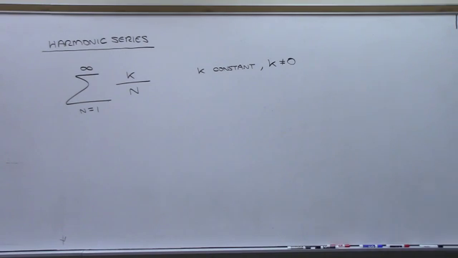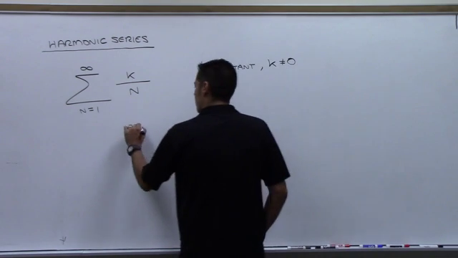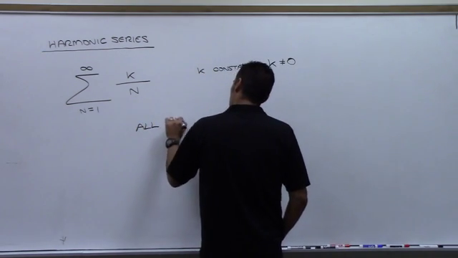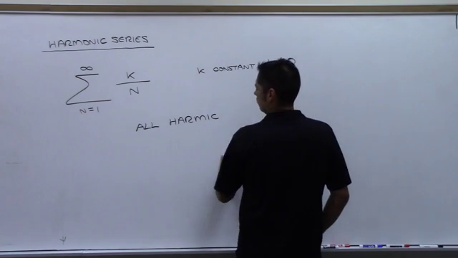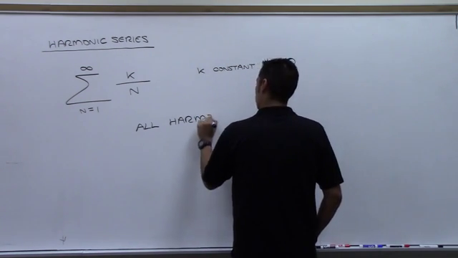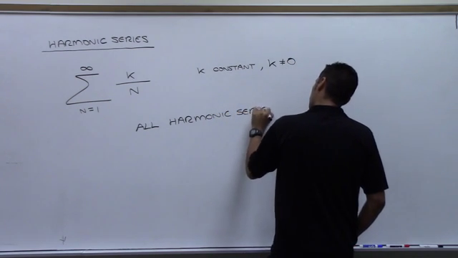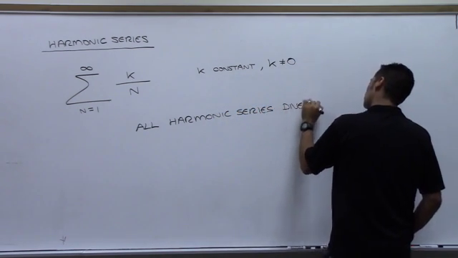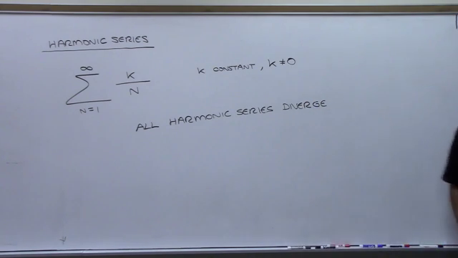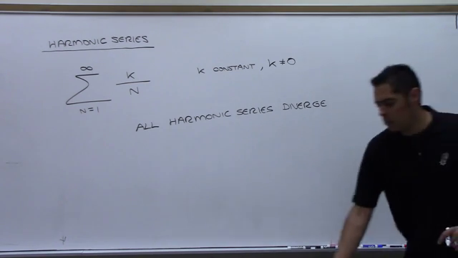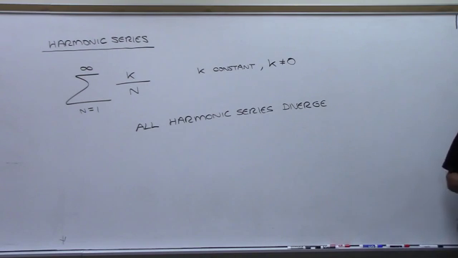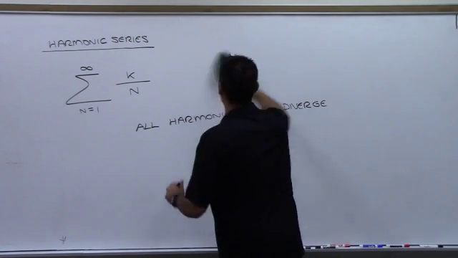This is what a harmonic series looks like. All harmonic series diverge. It is not possible for a harmonic series to converge. Now, I can try and explain why, but let's first get our heads around what a harmonic series looks like. All right, what if k is 1? Give me what harmonic series I'd get if k was 1.